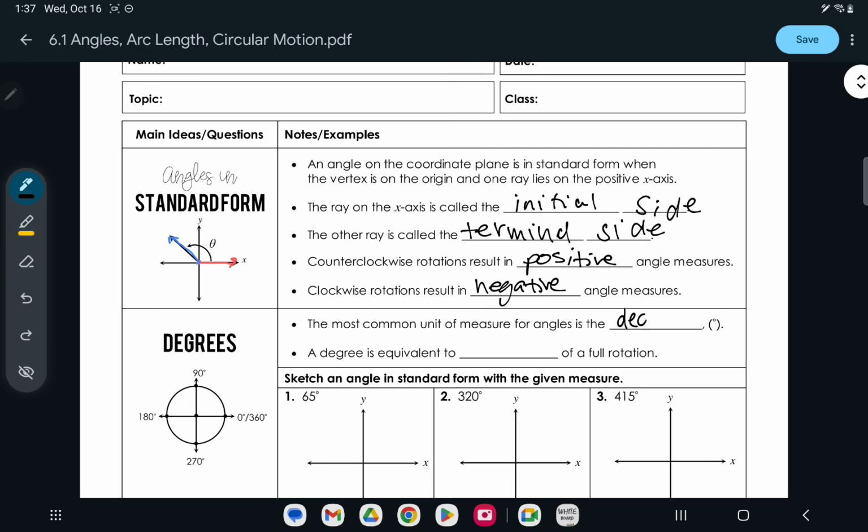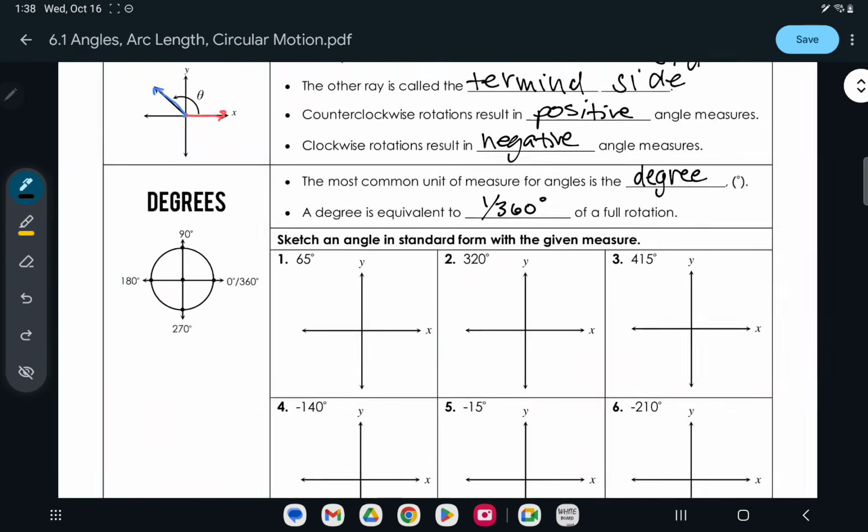A common unit for angle measures is the degree, and 1 degree is equivalent to 1 out of 360 degrees of a full rotation. So let's try and sketch some.